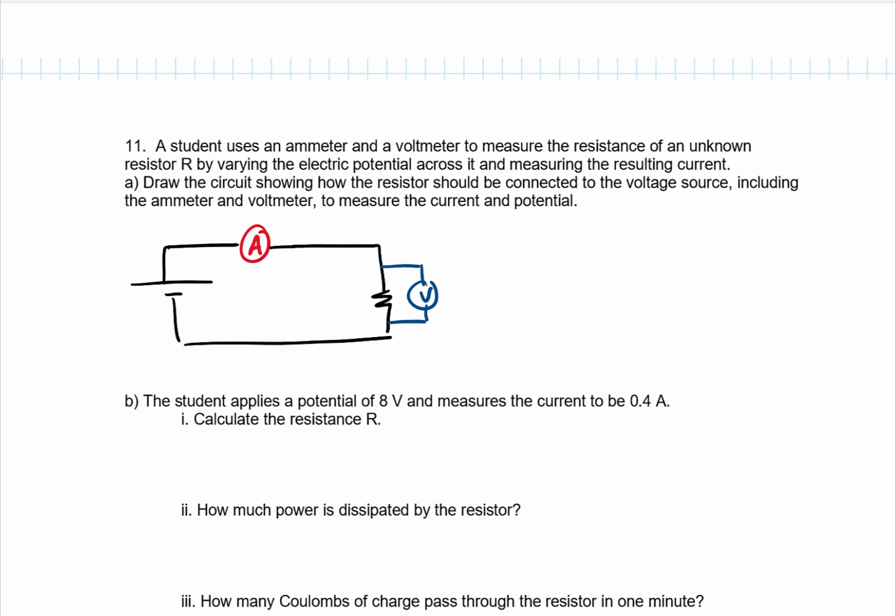We have a complete circuit. The ammeter is part of the circuit. The voltmeter is part of the circuit. We have a complete conductive path through the ammeter. The ammeter is going to tell me the current going through the resistor. The voltmeter is going to tell me the voltage going across it.